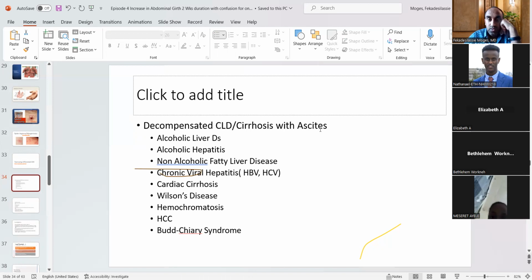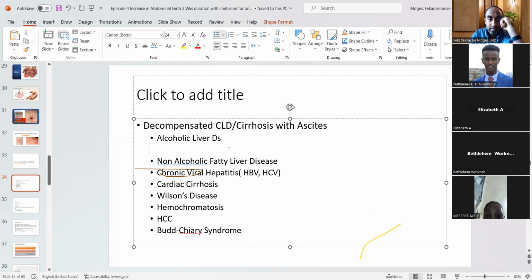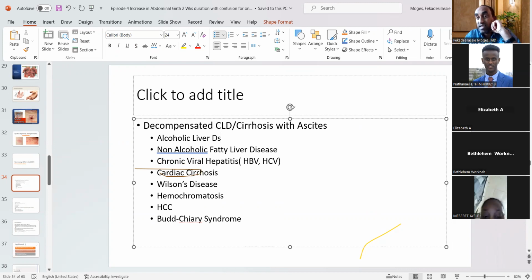Decompensated CLD, cirrhosis with ascites. Now that is perfect. Alcoholic liver disease stays. Alcoholic hepatitis is less likely, right? Because we don't have tender hepatomegaly, we don't have fever. Most of the time in alcoholic hepatitis they tend to have fever, they will have tender hepatomegaly, and it tends to be somehow acute, so alcoholic hepatitis is less likely. But remember, decompensated cirrhosis versus alcoholic hepatitis, they are always a challenge to differentiate between the two. It's very difficult to differentiate between the two. So we can still keep it, we can also kick it out.